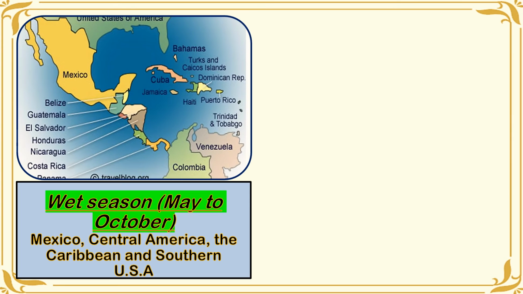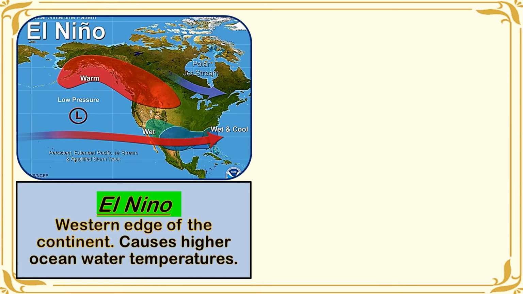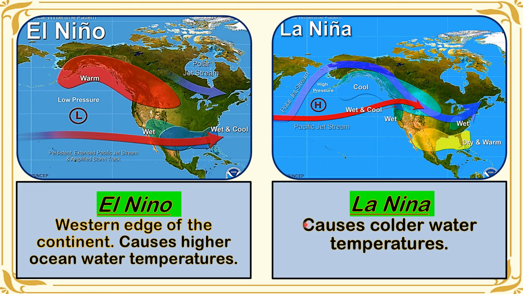Class, in North America, they also have a wet season from May to October, and this happens in Mexico, Central America, the Caribbean, and Southern USA. They also have the dry season from November to April, and this happens in Mexico, Central America, the Caribbean, and Southern USA. Now, class, in the western edge of the continent, El Niño causes higher ocean water temperatures, and La Niña causes colder water temperatures.